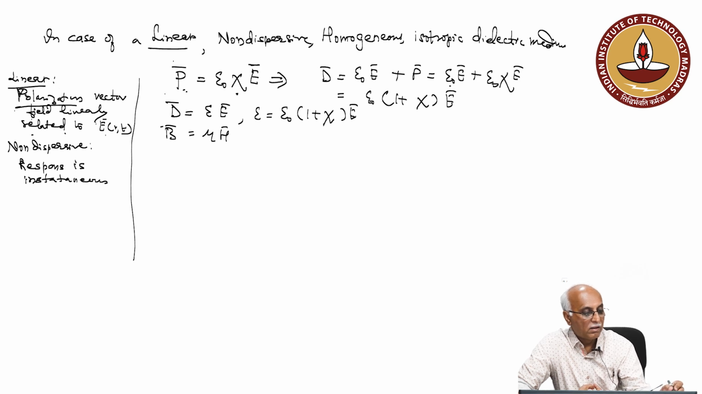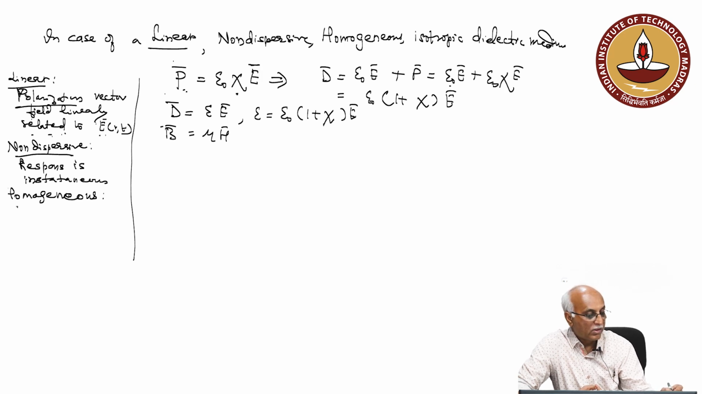So linear dielectric medium means the polarization vector is linearly proportional to, related to, the electrical field vector. Non-dispersive means the response is instantaneous. Homogeneous stands for the material characteristic being uniform.